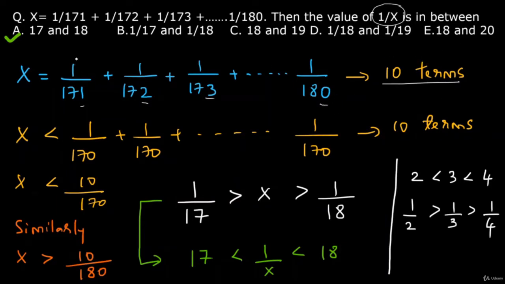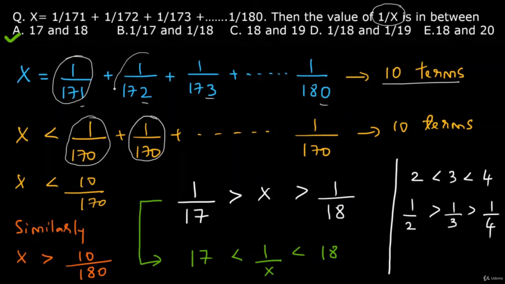Now instead of each term, let me replace that with 1 by 170. So you can see that 1 by 170 is greater than 1 by 171, right? Because the denominator is lesser, so you get a higher value. Similarly, 1 by 170 is greater than 1 by 172. So for each of these 10 terms, I replace it with a higher value, which is 1 by 170. Now, when you add these up, you will get 10 by 170, and therefore, because each value is greater than these values, therefore x will be less than 10 by 170, right?